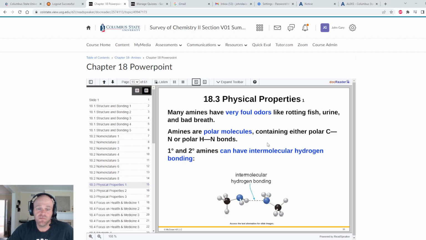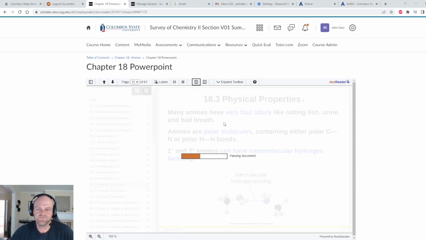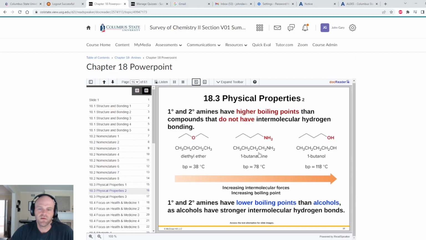So amines have hydrogen bonding. They can have very foul odors, kind of like the sulfur when we talked about sulfur. And then it's important to remember that a tertiary amine doesn't have hydrogen bonding because there's no hydrogen attached to the nitrogen. So you have to have that hydrogen-nitrogen bond to create the hydrogen bonding that helps to increase boiling point or melting point or whatever. And thus, if you have primary and secondary amines, they will have a higher boiling point than a regular carbon chain molecule of the same length.